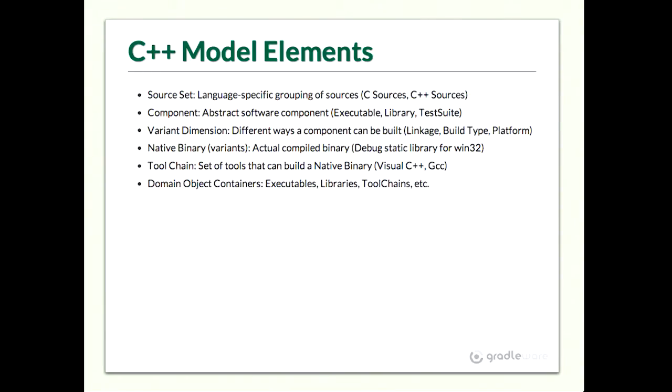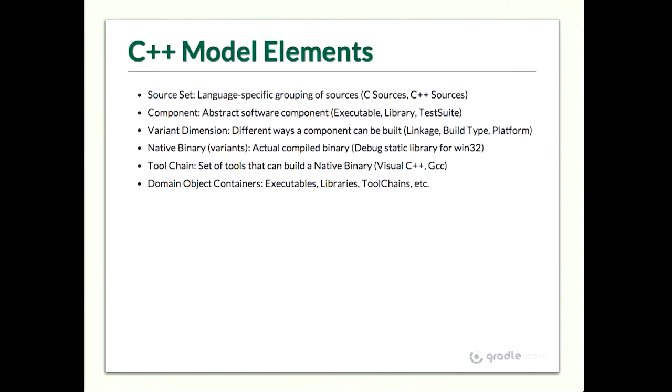So just a quick overview of some of the model elements that are involved in C++. In the new native language support, a big one is the source set. If you've done any Java development, you know what a source set is. It involves a bunch of sources grouped together that are used in a similar way.